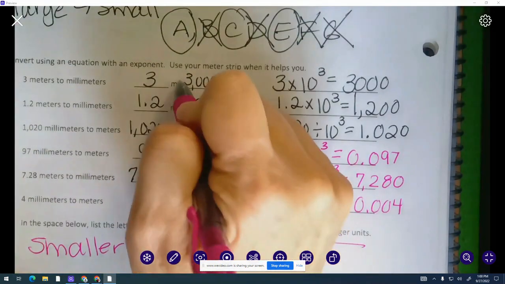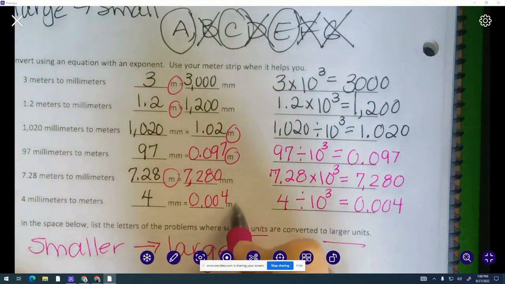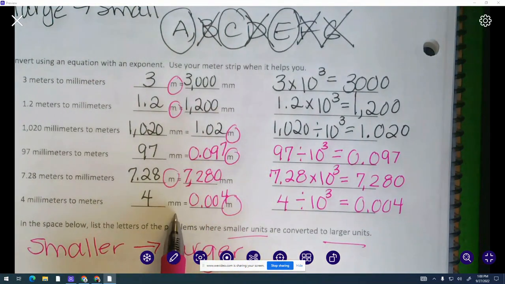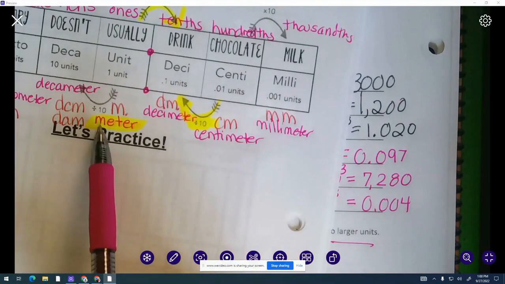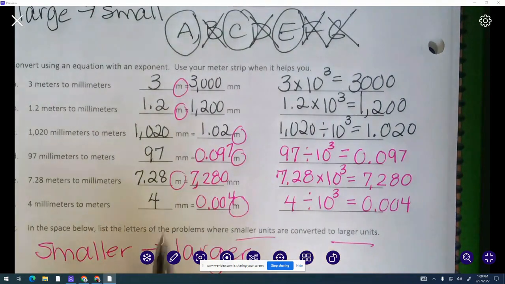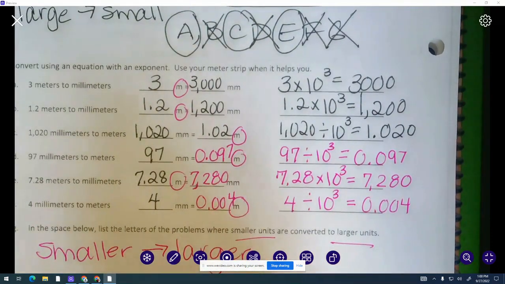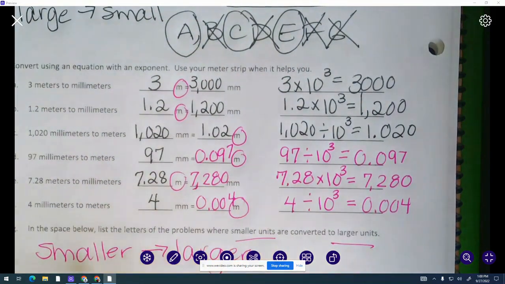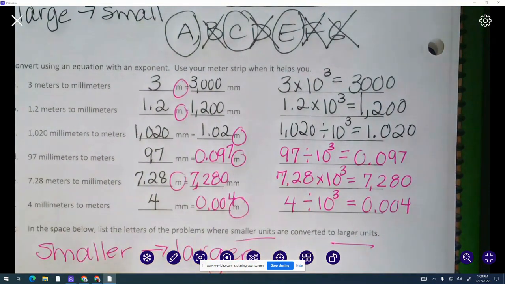So here's a meter, a meter, a meter, a meter, a meter, a meter. And if we look, the rest were all millimeters, which is over here. So the meter is larger. So which ones have larger at the end? That would be C, D, and F, which are getting larger, because they're being converted to meters from a smaller unit.